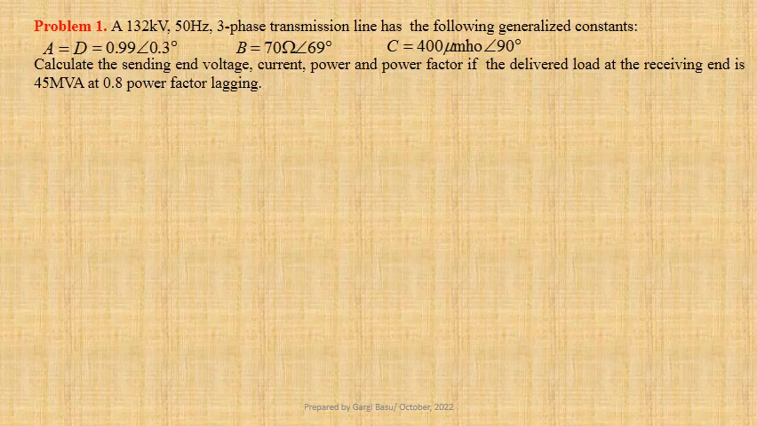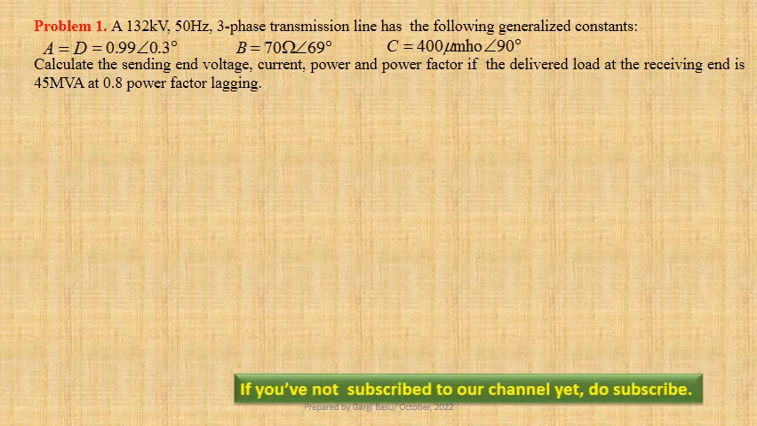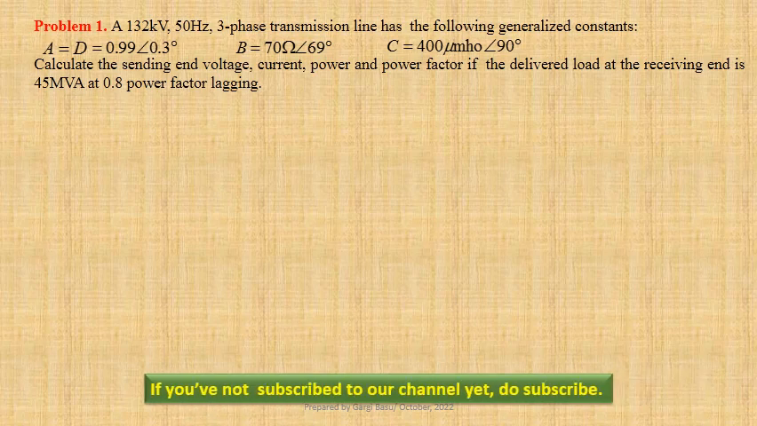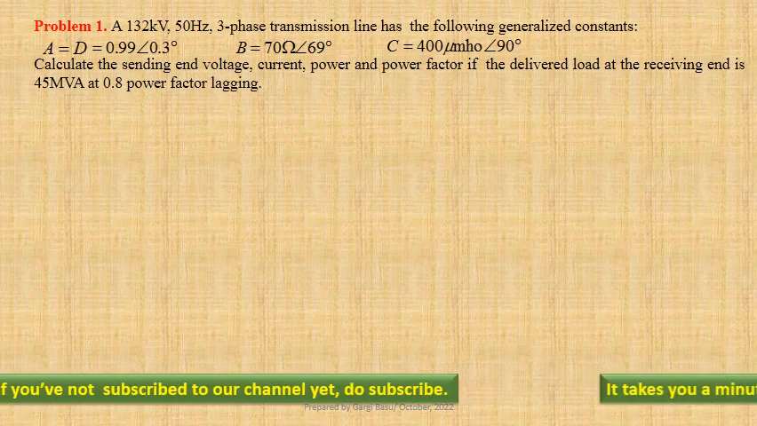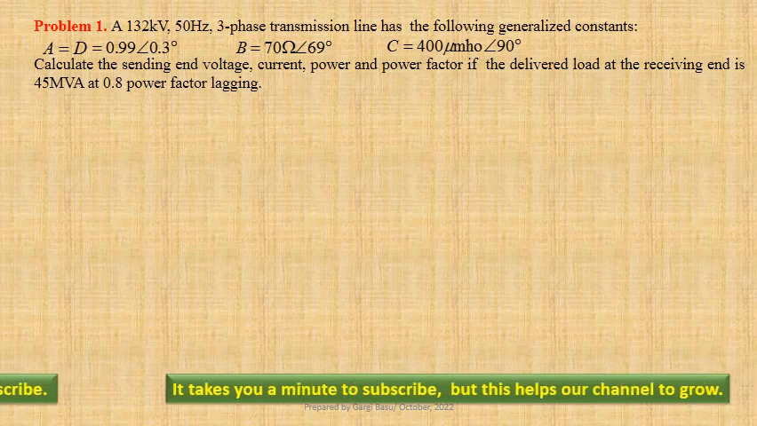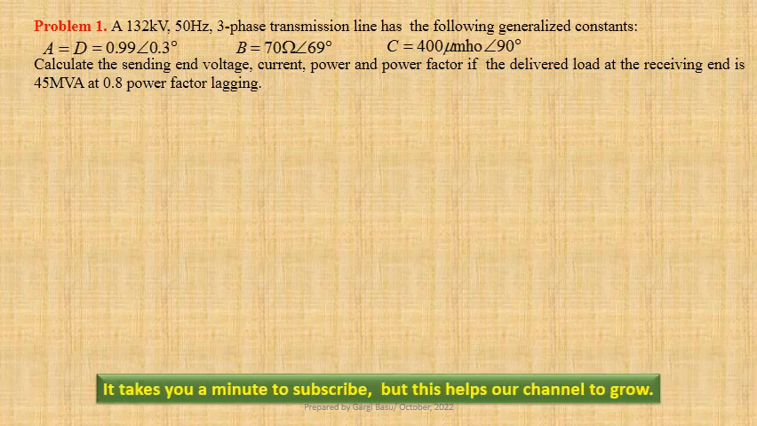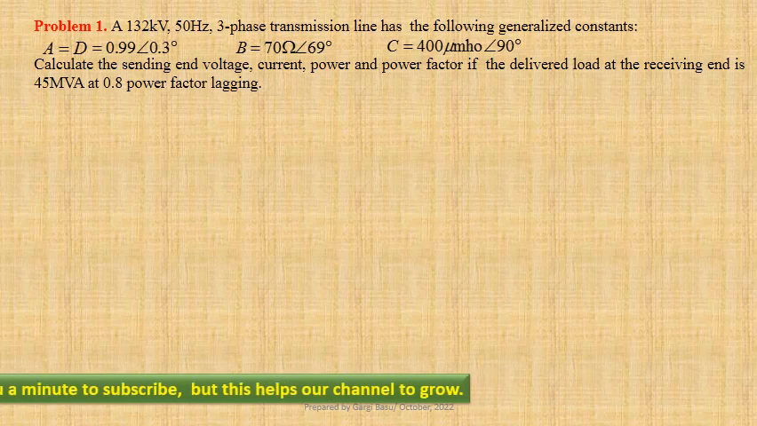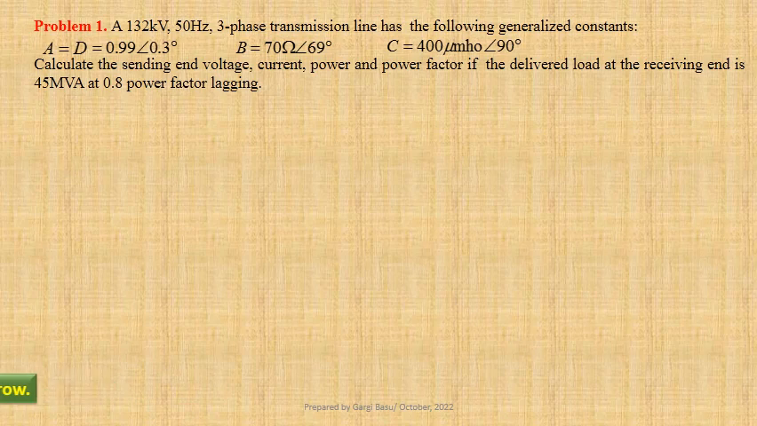A 132 kilovolt 50 Hz three-phase transmission line has the following generalized constants. A equals D equals 0.99 at an angle 0.3 degree, B equals 70 ohm at an angle 69 degree, and C equals 400 micromho at an angle 90 degree. We have to determine the sending end voltage, current, power and power factor if the delivered load at the receiving end is 45 megavolt ampere at 0.8 power factor lagging.